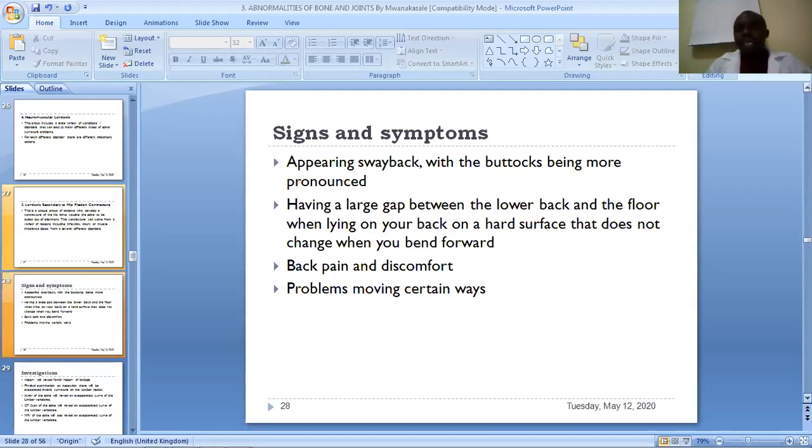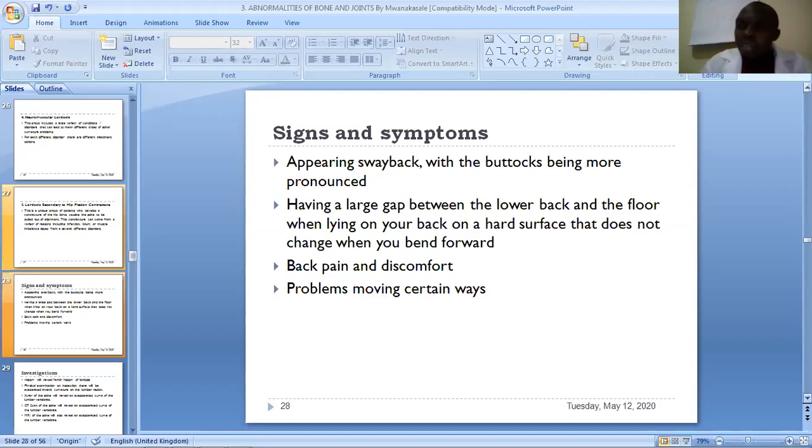So this sway back is with the buttocks being more pronounced. If you view someone from the lateral aspect who has lordosis, you'll be able to tell from the curve you view on the lumbar region that this curve is more than 45 degrees in terms of the curve angle. They can also have a large gap between the lower back and the floor when lying on your back on a hard surface. That does not change when you bend forward.